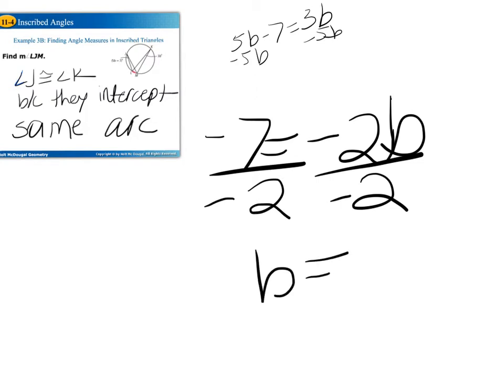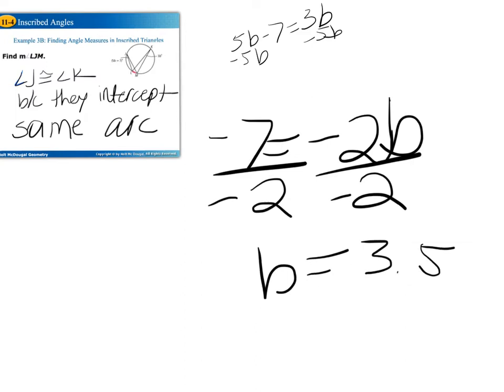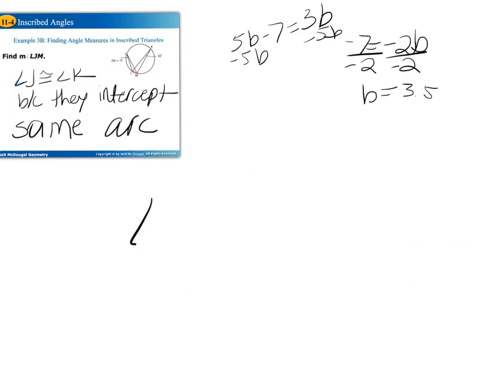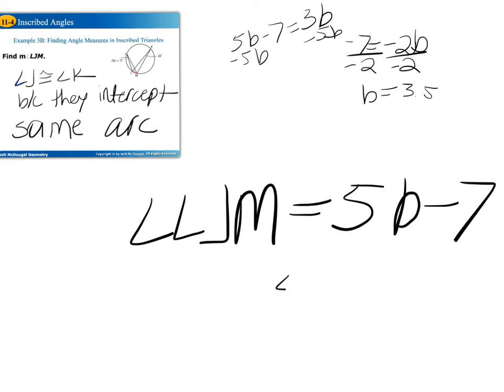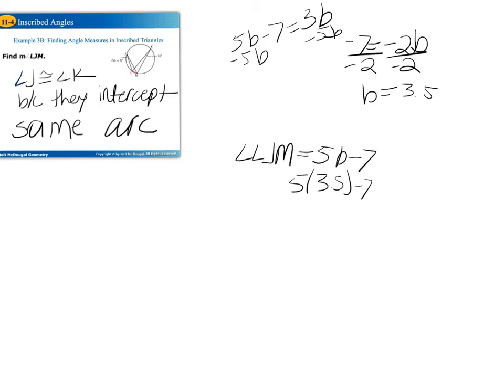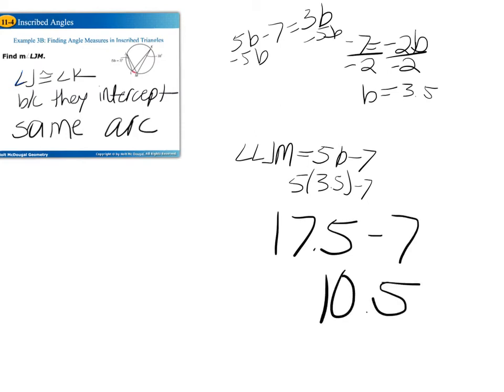I get B equals 3.5, which is cool and all, but they want to know what angle LJM is. So I take LJM, which was 5B minus 7. Put in my 3.5. This becomes 17.5 minus 7, which gives me 10.5. So the measure of angle LJM equals 10.5.